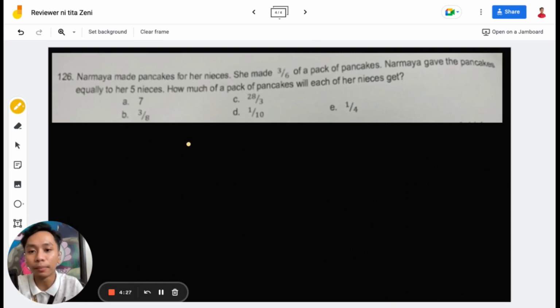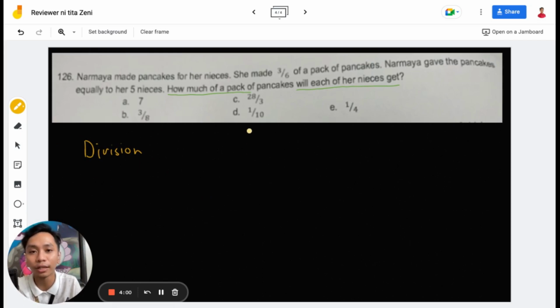Pero walang imposible kapag na-analyze natin properly yung problem. So, malinaw ang hinahanap niya. How much of a pack of pancakes will each get? Yung phrase na how much will each will tell you na ang kailangan mo dito is division. How much will each get? So, kailangan ng process ng division to actually solve this.